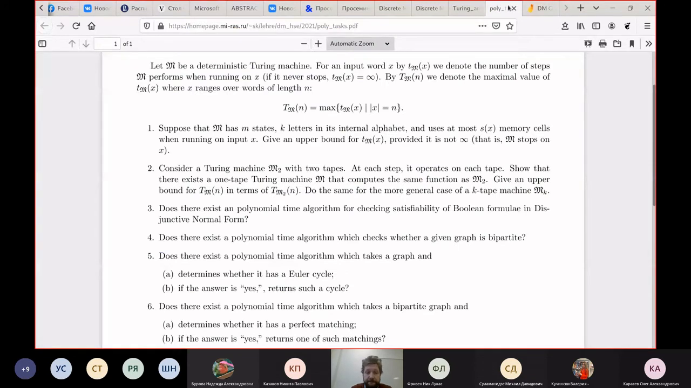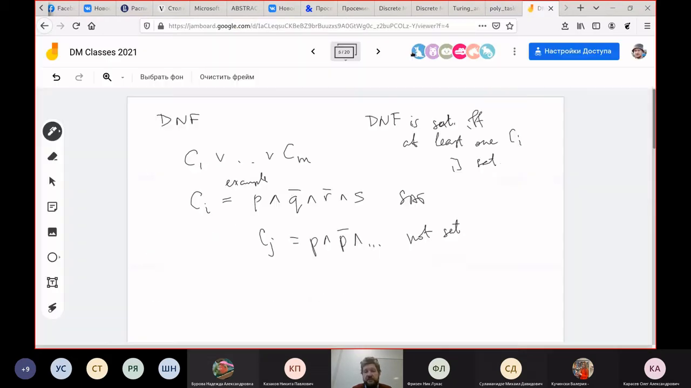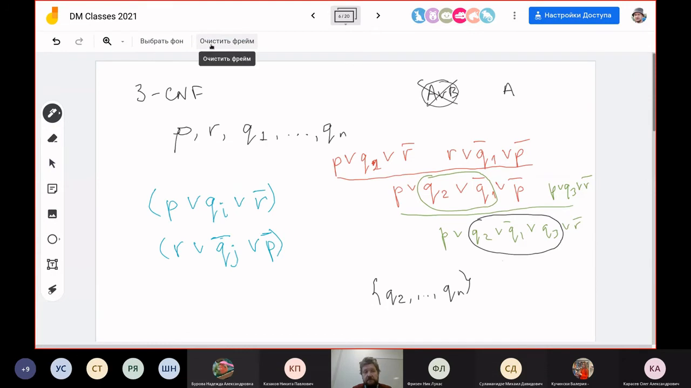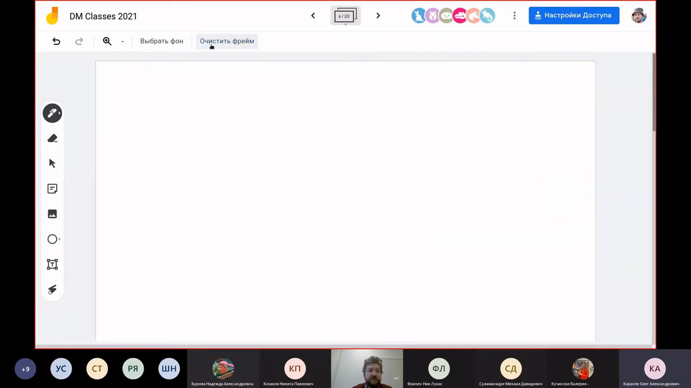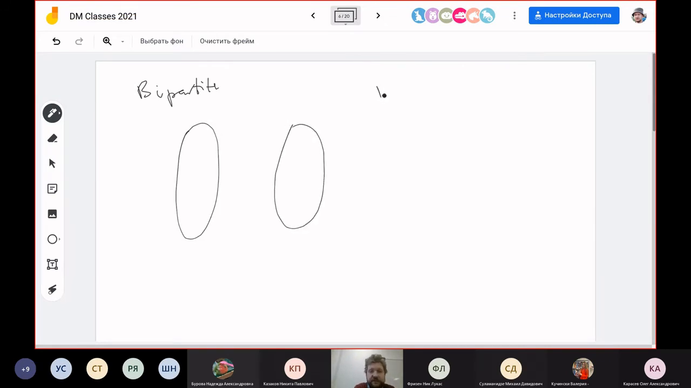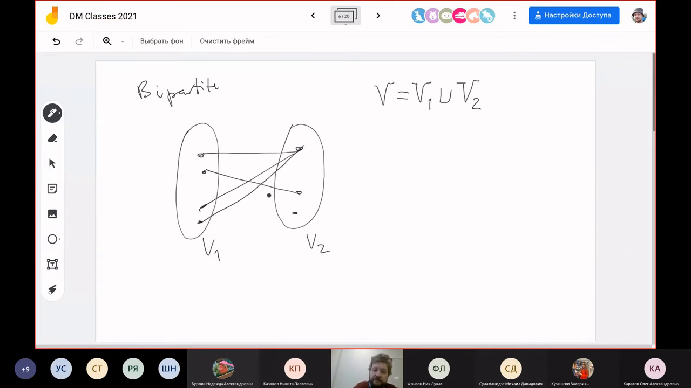Okay, let's go further. Now about the graphs. Before going further, let's do the definitions. So what is a bipartite graph? In Russian it's dvudolny. A bipartite graph is a graph where your vertices are a disjoint union of two subsets, which are called the parts of the graph, V1 and V2, and all edges go only between these parts. So there is no possible edge inside a part. All edges go just from one to another.